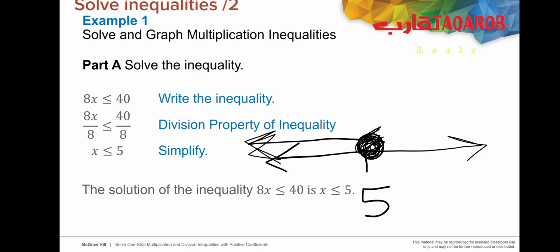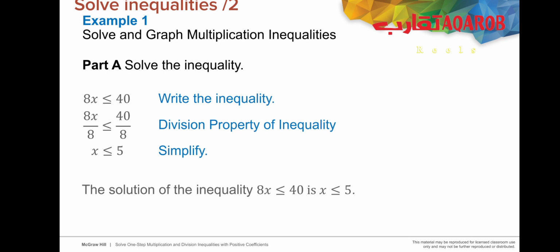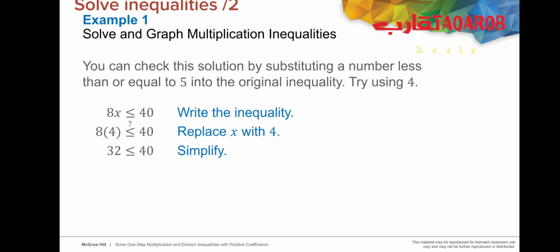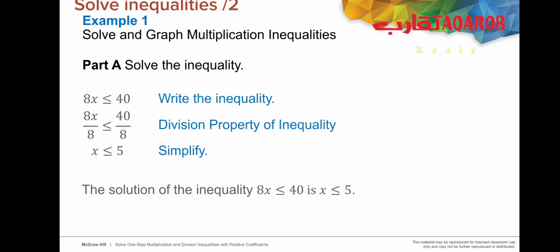Now, I have to make sure that my solution is correct, so I have to check by replacing x by 4 in the inequality. If you choose 4, which is less than 5, then 8 times 4 is 32. Is 32 less than or equal to 40? Yes, so the inequality is true.